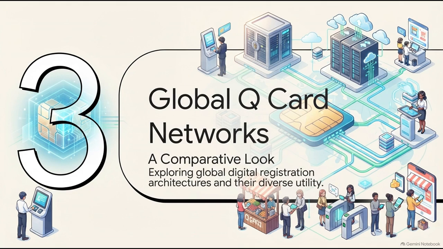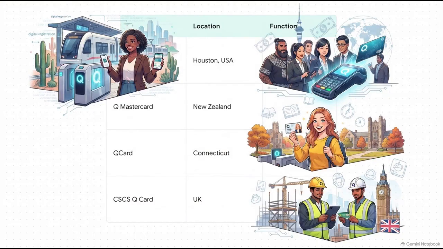Section 3. Global Q Card networks, a comparative look. When we lay out these global networks side by side, the Q Card identity shifts dramatically. We just looked at Texan Transit, but over in New Zealand, it's a massive financial and credit line. Up at Quinnipiac University in Connecticut, it's your essential academic ID. And across the pond in the United Kingdom, it's a vocational safety verification card for construction workers. It's literally the exact same name, but with wildly different digital registration pathways.